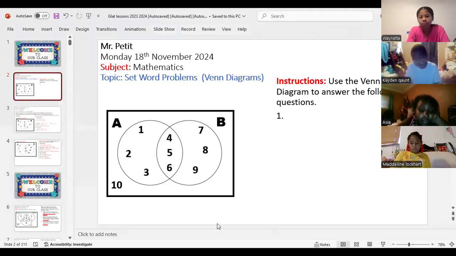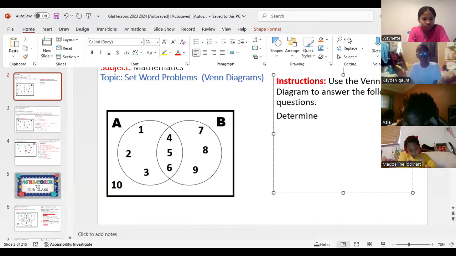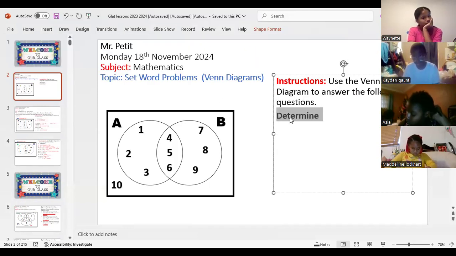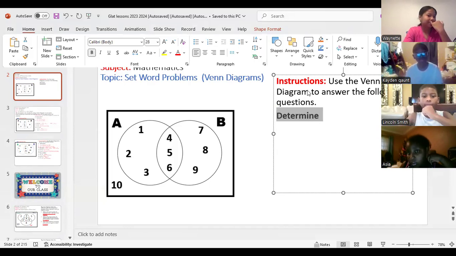Okay, good. Let's go ahead and answer these questions. The first question says that we want to determine... Wynette, how does your diagram look? Yeah, write it down. A bit awkward.